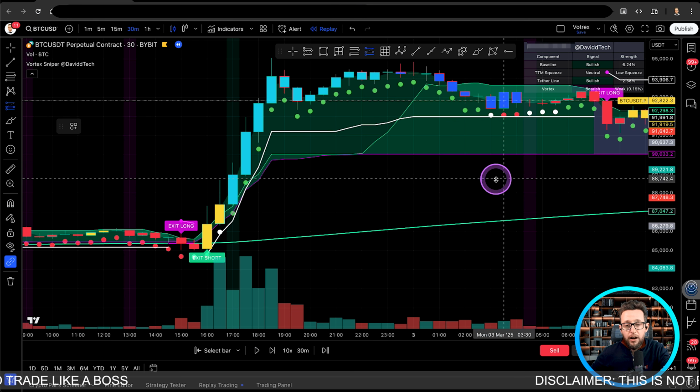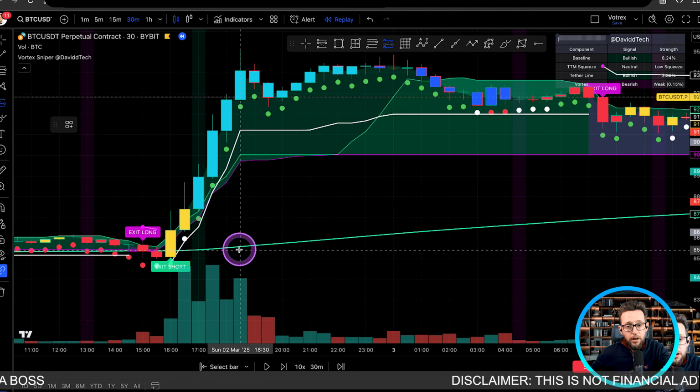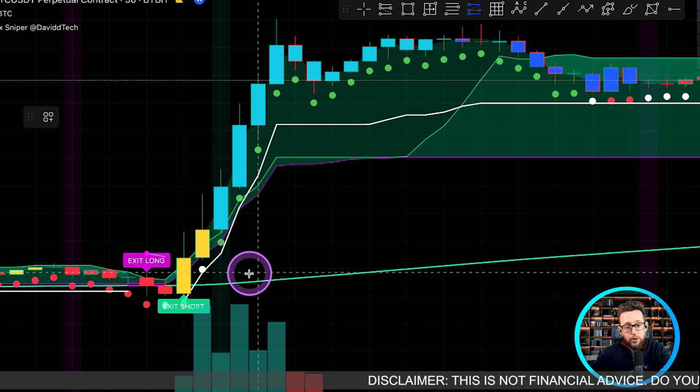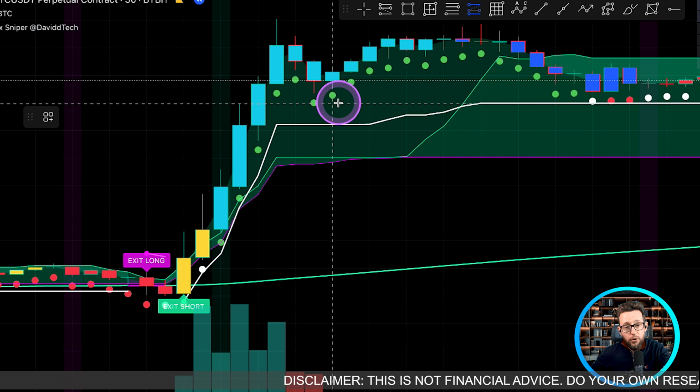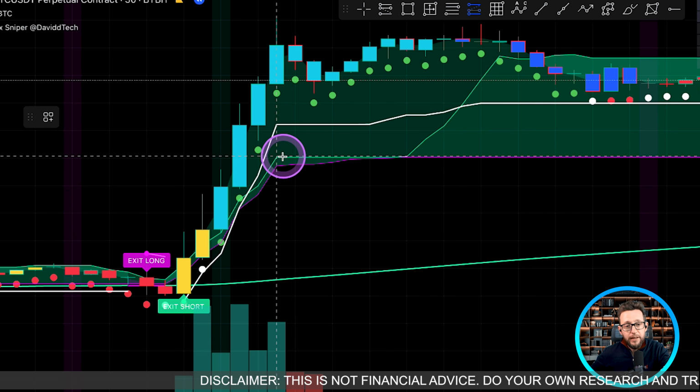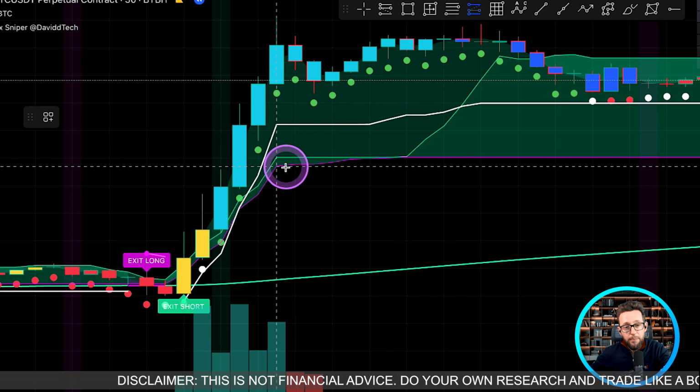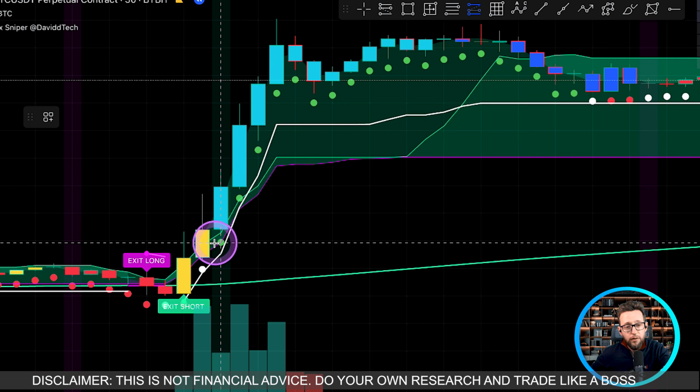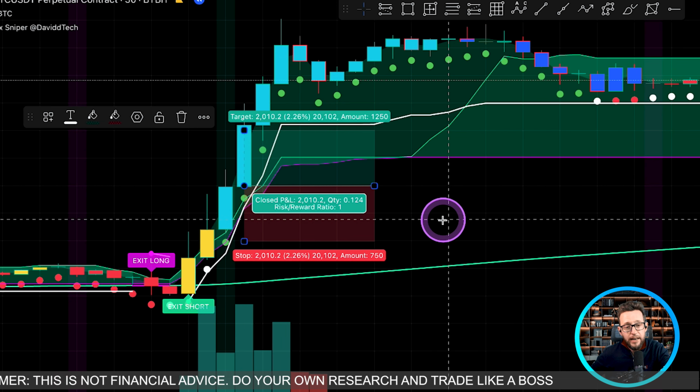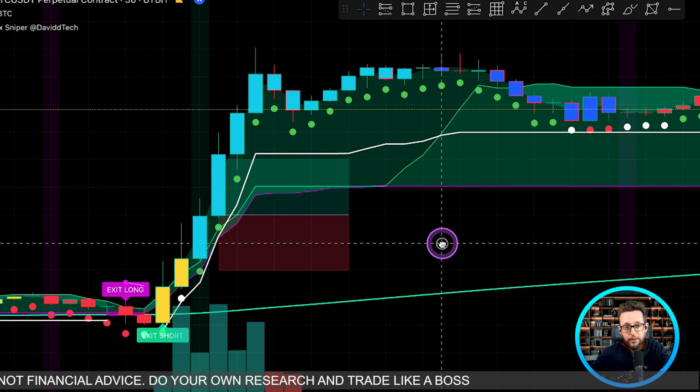Okay, let's have a look at our first entry just here. Our first entry is going to be a long. The McGinley is green and price is above it. We have the Tether line green above pink. We have a green dot, our first green dot just here. So we're going to get an entry on this candle just like that.